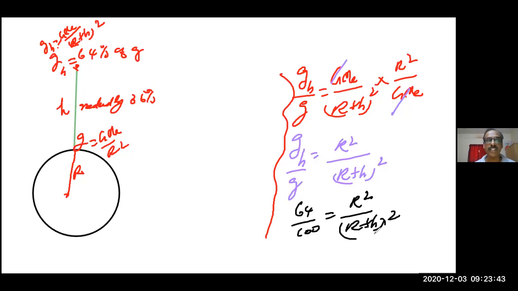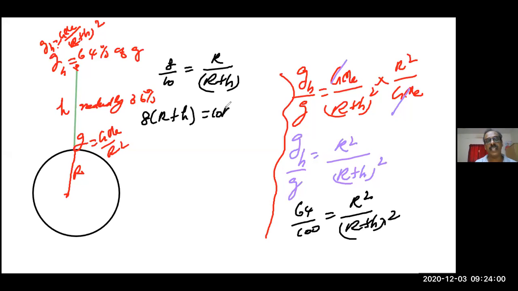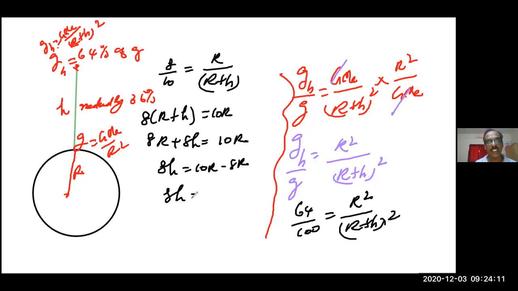Now we need to find out H. So take square root on both sides. That means 8 by 10 is equal to R divided by R plus H. 8 into R plus H is equal to 10R. 8R plus 8H is equal to 10R. 8H is equal to 10R minus 8R. So 8H is equal to 2R. H is equal to 2R by 8, or H is equal to R by 4, isn't it?